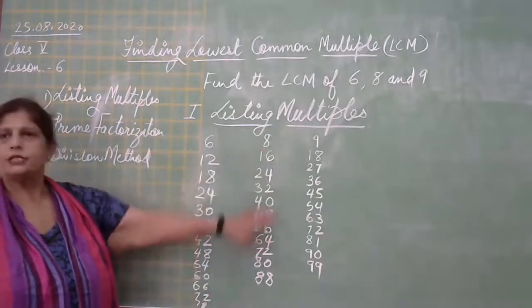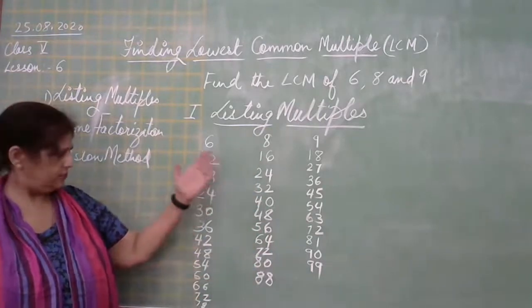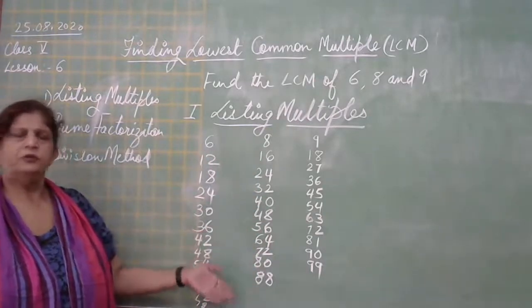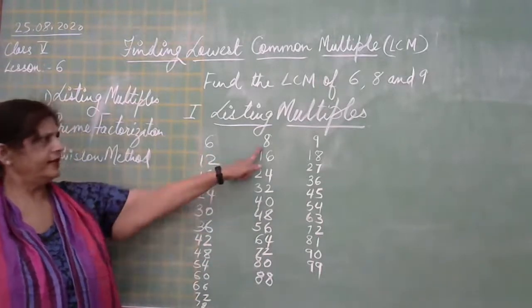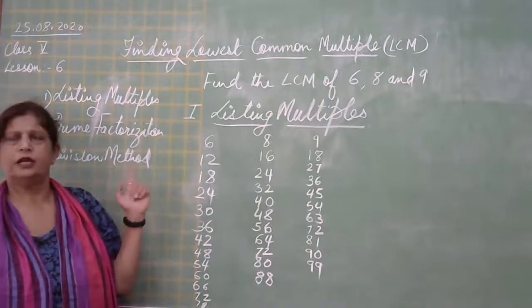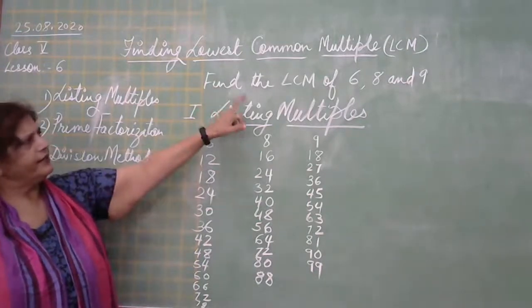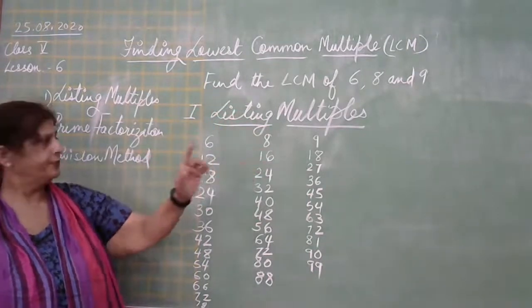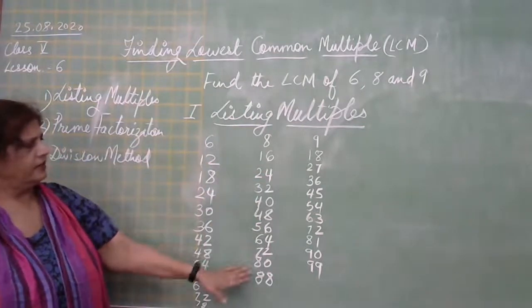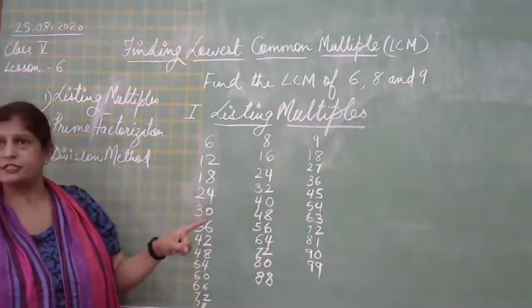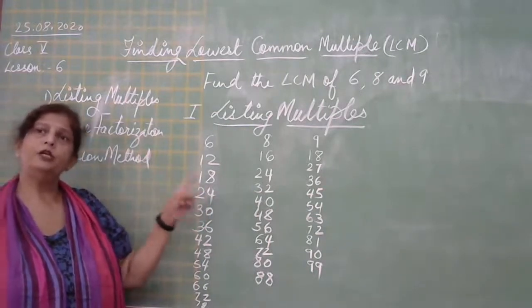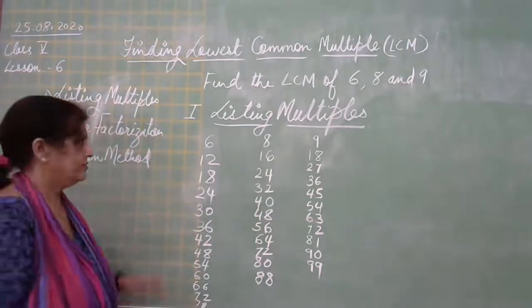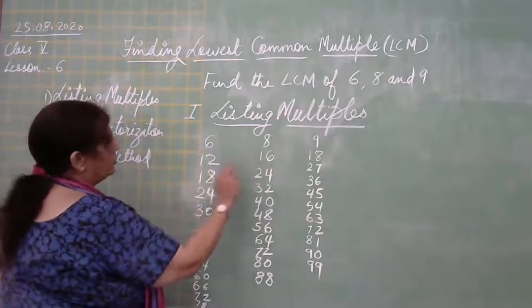Now we have jotted down the multiples of the three numbers which were given to us, 6, 8 and 9. We are asked to find the LCM of 6, 8 and 9. Now children, let us check which is the first multiple which is common to all the three numbers. 6 cannot be.